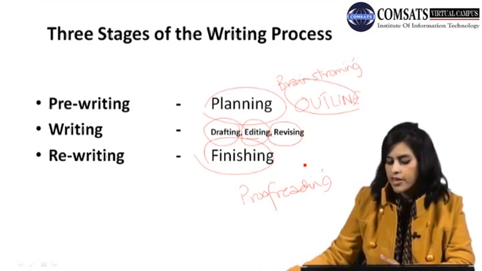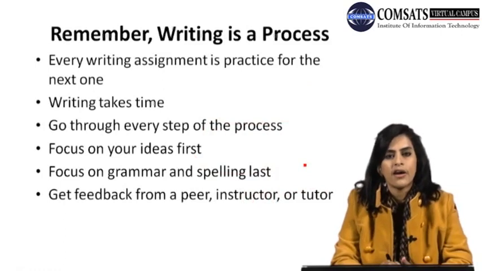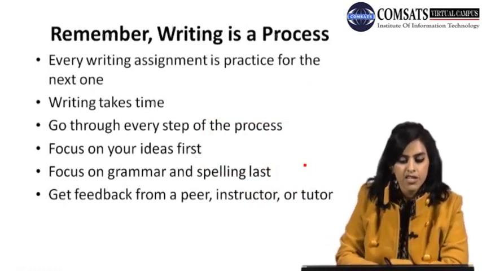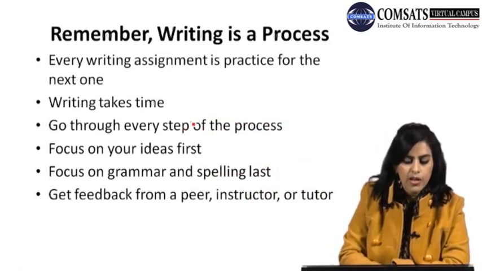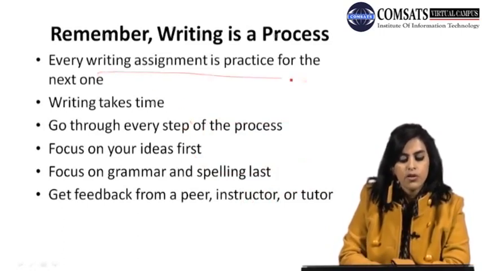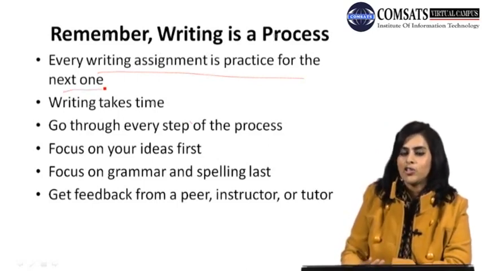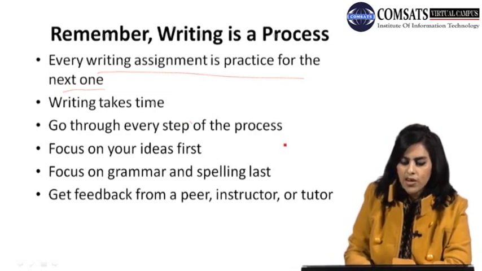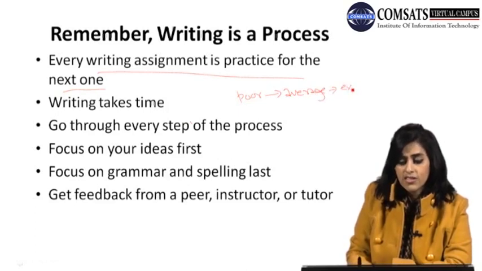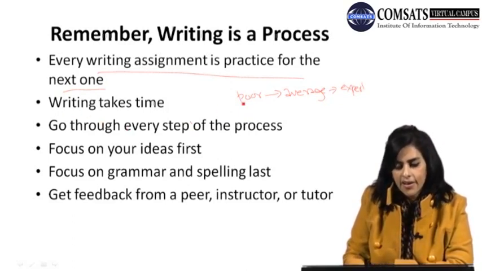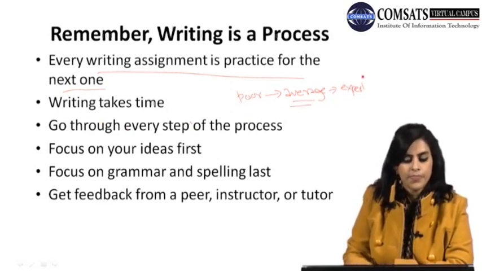So these are some stages of the writing process that we have also discussed. You were to remember that writing is a process, and every written assignment is practice for the next one. So you cannot appear to be perfect in your very first writing. There are steps to follow. The way you start moving from poor to average, and from average you move on to expert. So this is the cycle that we are moving through.